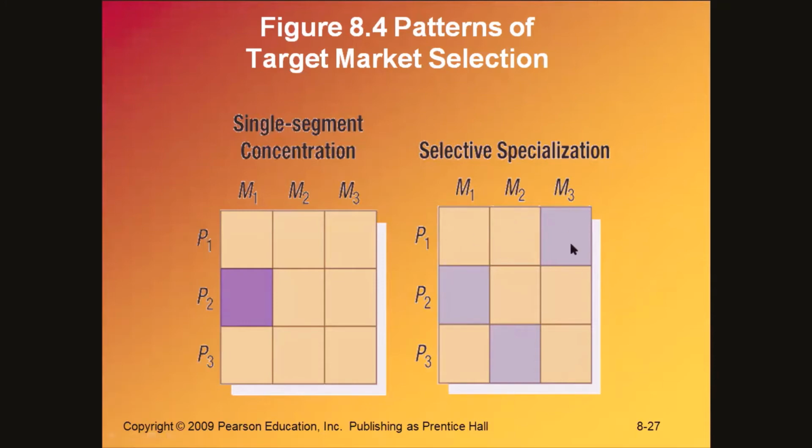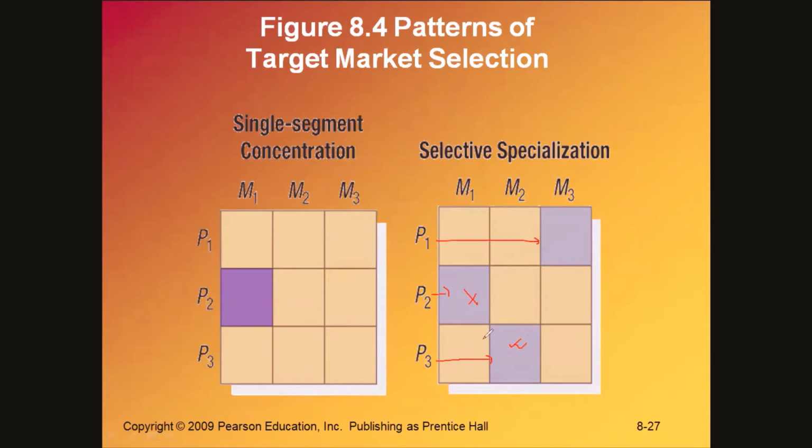So let's come to the second matrix. In the second matrix, three markets are being targeted. The three segments are M1, M2 and M3. M3 is targeted with product P1, M1 is targeted with product P2, and M2 is targeted with product P3.